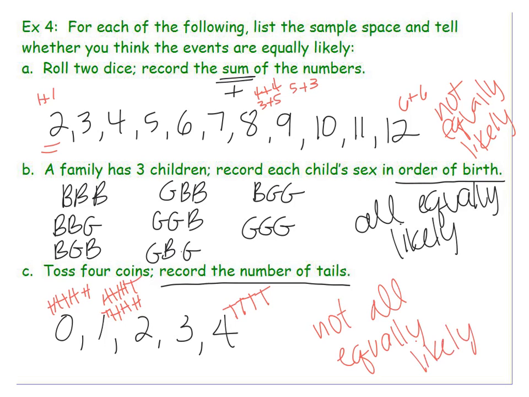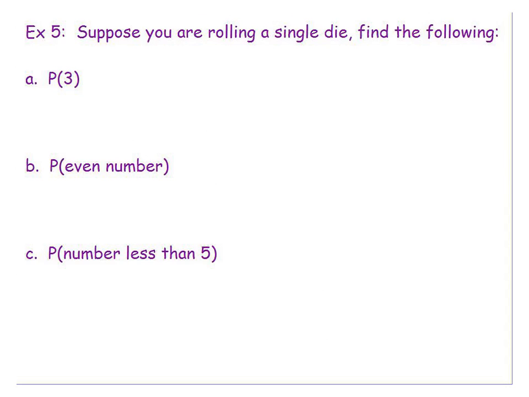Okay, so let's look at one more set of examples before we look at some probabilities. Suppose you are rolling a single die. Find the following. So one die. So first of all, let's go ahead and write out the sample space. We know when we roll a die, there's only 6 options. 1, 2, 3, 4, 5, and 6. So of those 6 options, what's the probability of rolling a 3? Well, there's only 1 3 out of the 6 numbers. That's a reduced fraction, and that is finished.